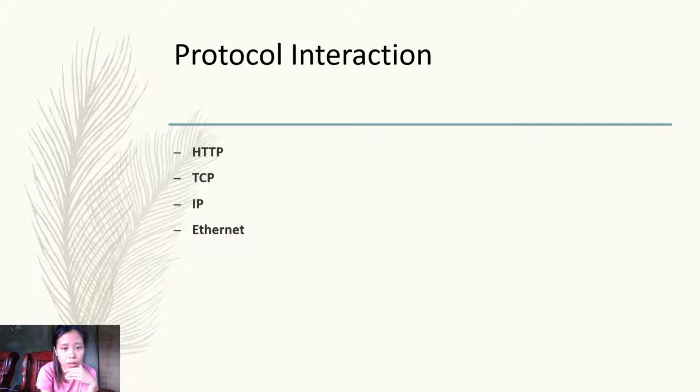For the next one, we have the protocol interaction. We have HTTP, TCP, IP, and Ethernet. HTTP, or Hypertext Transfer Protocol, is in the application layer. TCP, the Transmission Control Protocol, is in the transport layer. Internet Protocol, or IP, is in the internet layer, and Ethernet is in the network access layer.